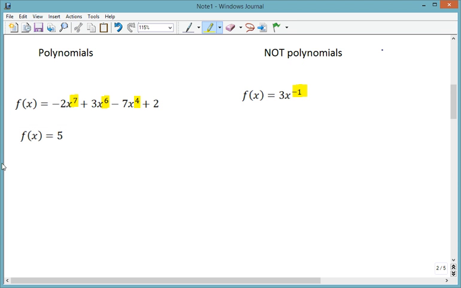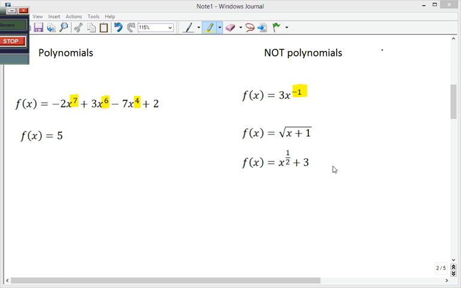Now this function is a polynomial. It looks kind of different because there are no variables in it. But the exponent, you could consider this having an x to the 0, and 0 is a whole number, so that makes this a polynomial. There are no negative exponents, right? There are no fractional exponents, so this is a polynomial. A constant function is a polynomial.